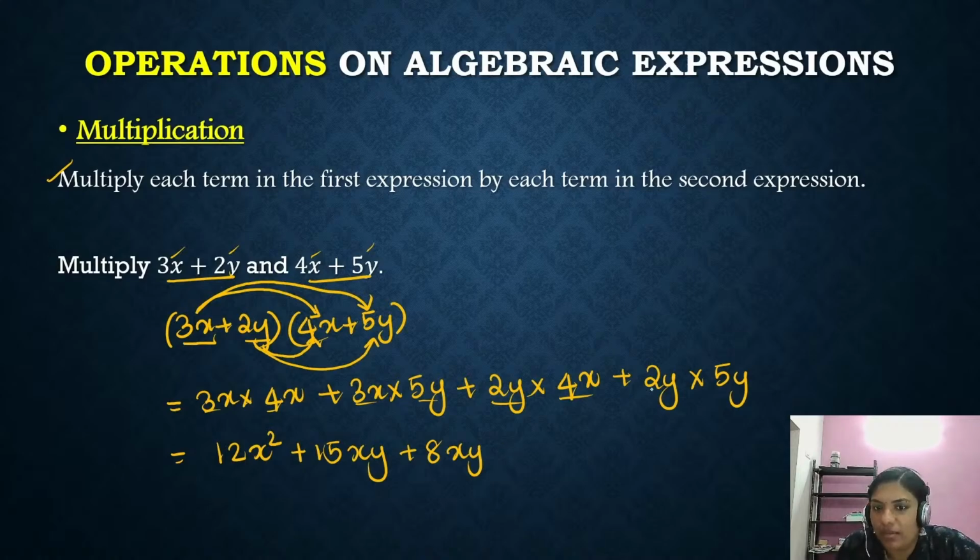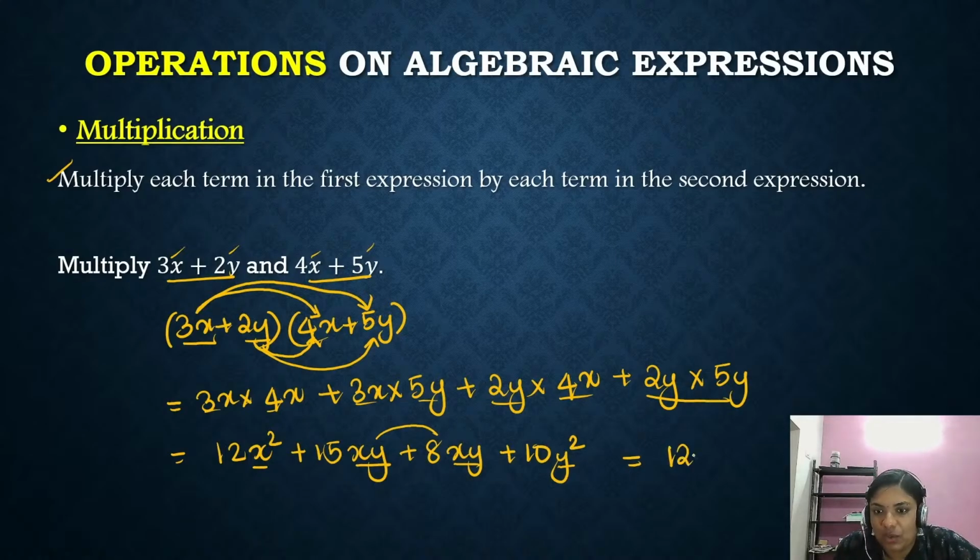Okay. Now comes 2y into 5y. So 2 5s are 10. y is multiplied 2 times, so y raised to 2. Can we simplify this? x square term is here. xy term is here. Another xy term is here. y square is here. So you can combine these two, right? Why? They are like terms.